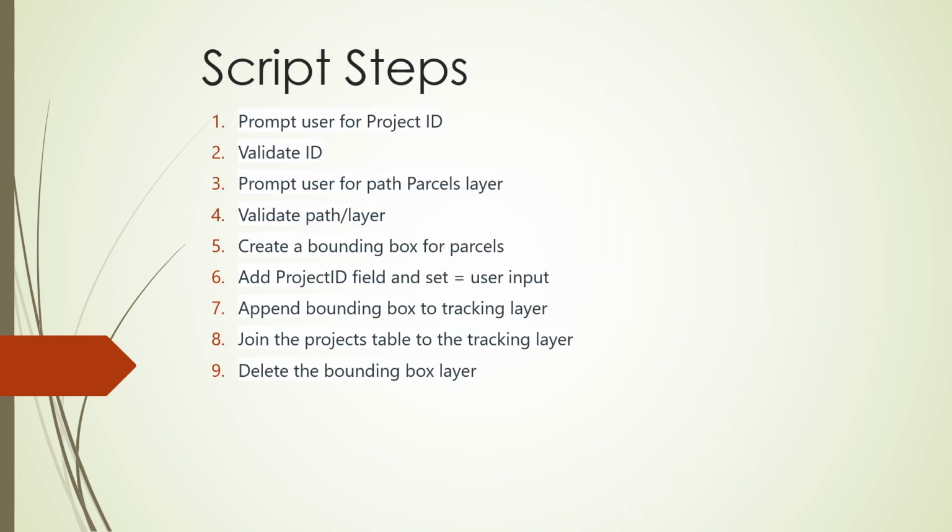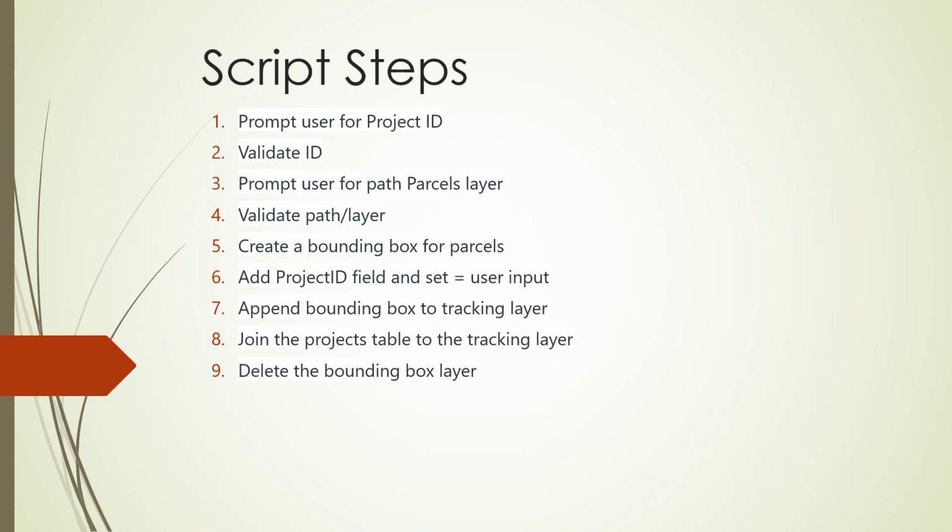So the basic script steps. First, the script, when it's run, will prompt the user for a unique project ID. Next, it'll validate that ID does not already exist in the tracking feature class. Next, the user is prompted to enter the path to the parcels feature layer. And again, it's validated to make sure that that path and layer does exist.